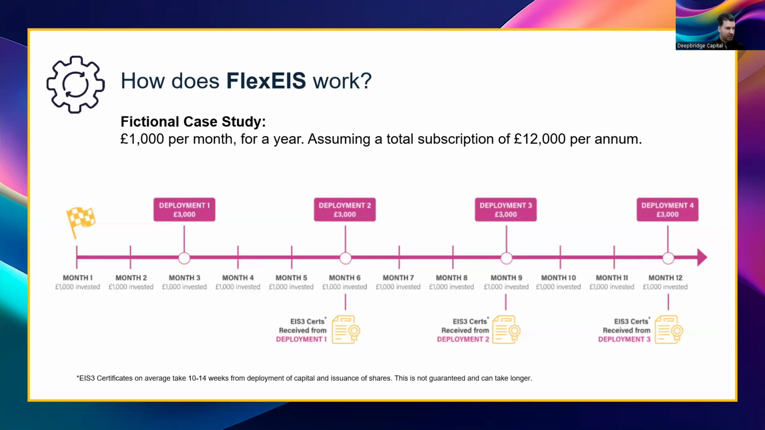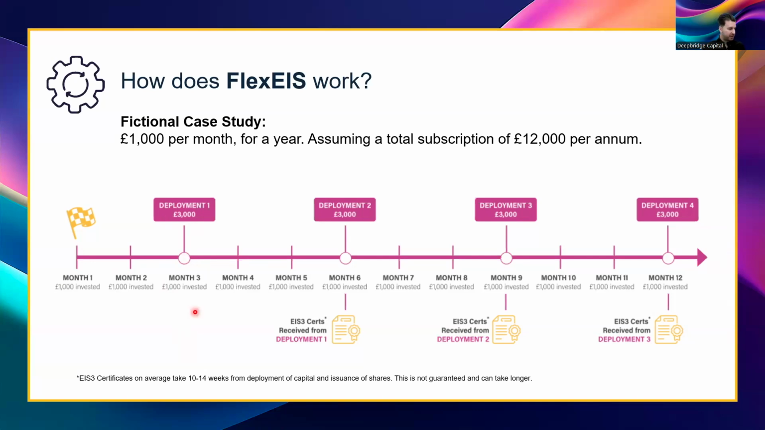So how does FlexEIS actually work from a practical perspective? So again, I'm just going to get my laser pointer available. So given the example here, the minimum investment of £1,000 a month, of course, being £12,000 over the course of a year, we've got 12 straight months, as you can see, of £1,000 invested. So what we would do is accrue £3,000 as a minimum and then make a deployment. So yes, we offer deployment on a monthly basis, but what we need to do is at least get a minimum of £3,000 before we do so.